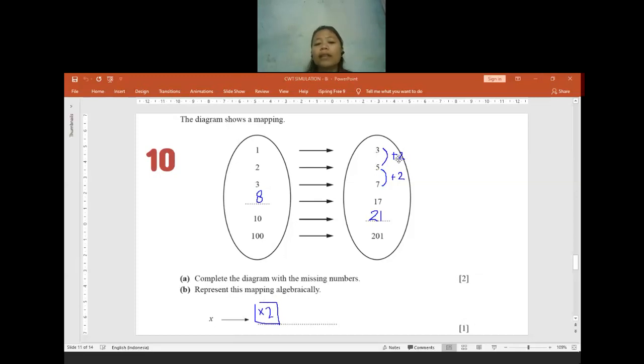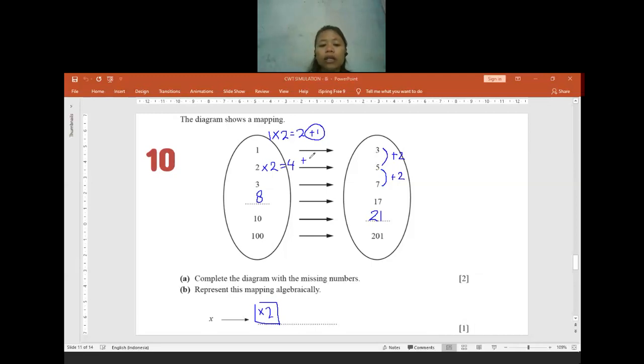After I multiply it by 2, you need to check. 1 times 2 is only equal to 2. But here the answer is 3. So it means I have to add 1. I need to check it again for the second number. Is it correct if I multiply by 2 and then plus 1? 2 multiplied by 2, the answer is only 4. And the final answer is 5. So yes, the number 4 I need to plus 1.